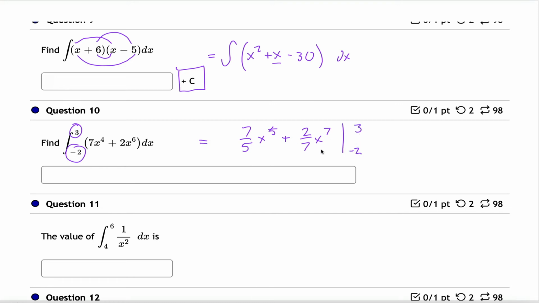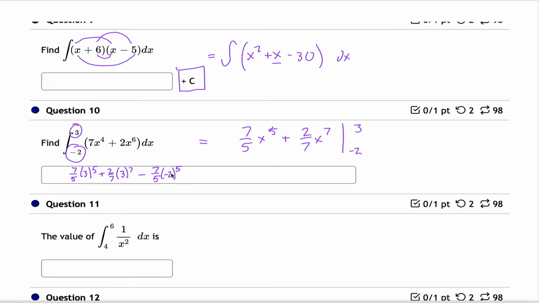So I change all my x's into 3's, and I get 7/5 times 3 to the 5th power plus 2/7 times 3 to the 7th power. And then I have to subtract from that 7/5 times -2, careful with the parentheses, to the 5th power.